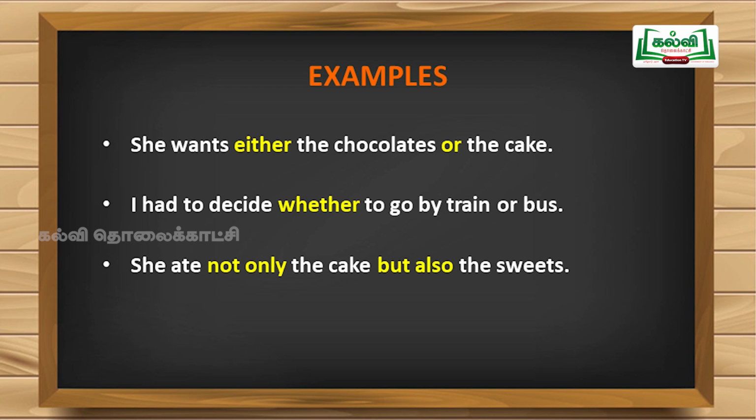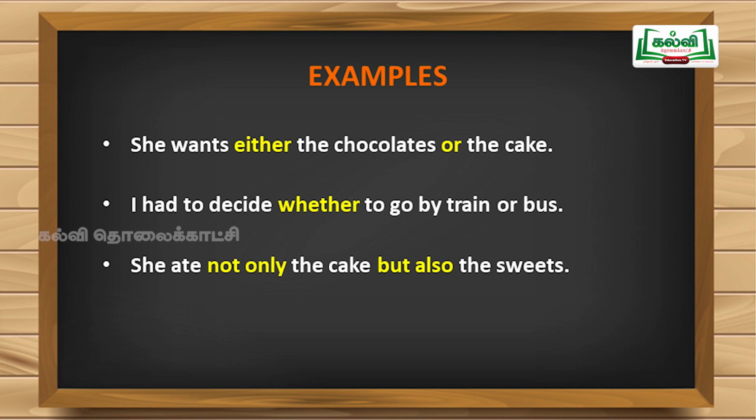Second one, I had to decide whether to go by train or bus. So, I don't know whether இது இங்கே போகவா அங்கே போகவா அப்படின்னு எனக்கு தெரியலை. I am in a dilemma. So, here we use whether trainல போகவா அல்லது பஸ்ஸில் போகவான்னு எனக்கு குழப்பமாக இருக்குது. I had to decide.